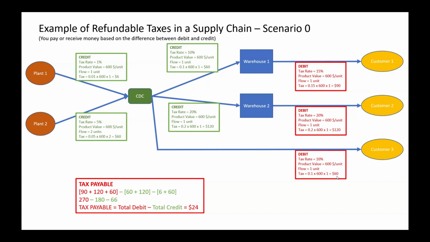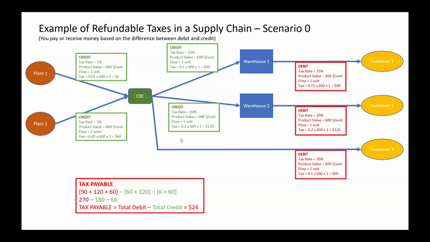In this example, it's very simple. The tax you pay is just the difference between all the debits minus all the credits. As you can see, these in red are our debits, 90 plus 120 plus 60, minus all the credits that flow in this example. So that is 60 plus 120 minus 60 plus 60. In the end, the tax payable is just the difference between total debit and total credit, and that is 24.